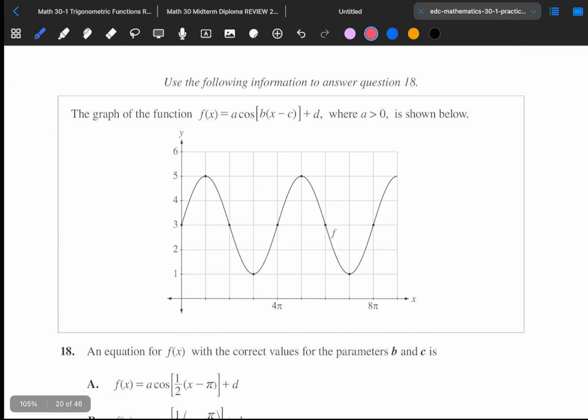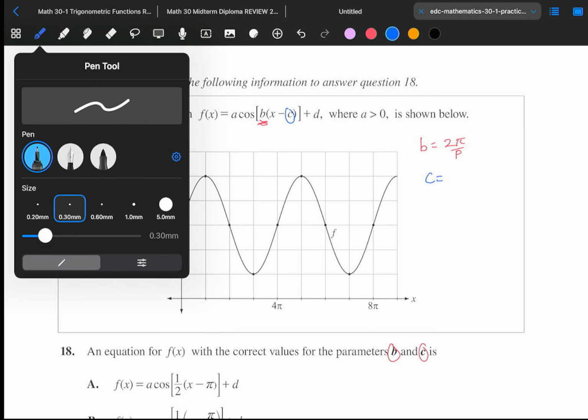We're looking for parameters b and c based off this graph. So b is going to be 2 pi over the period. That's the formula for b, which is the horizontal stretch. And if we're looking for c, that's going to be the phase shift. So c is our phase shift.